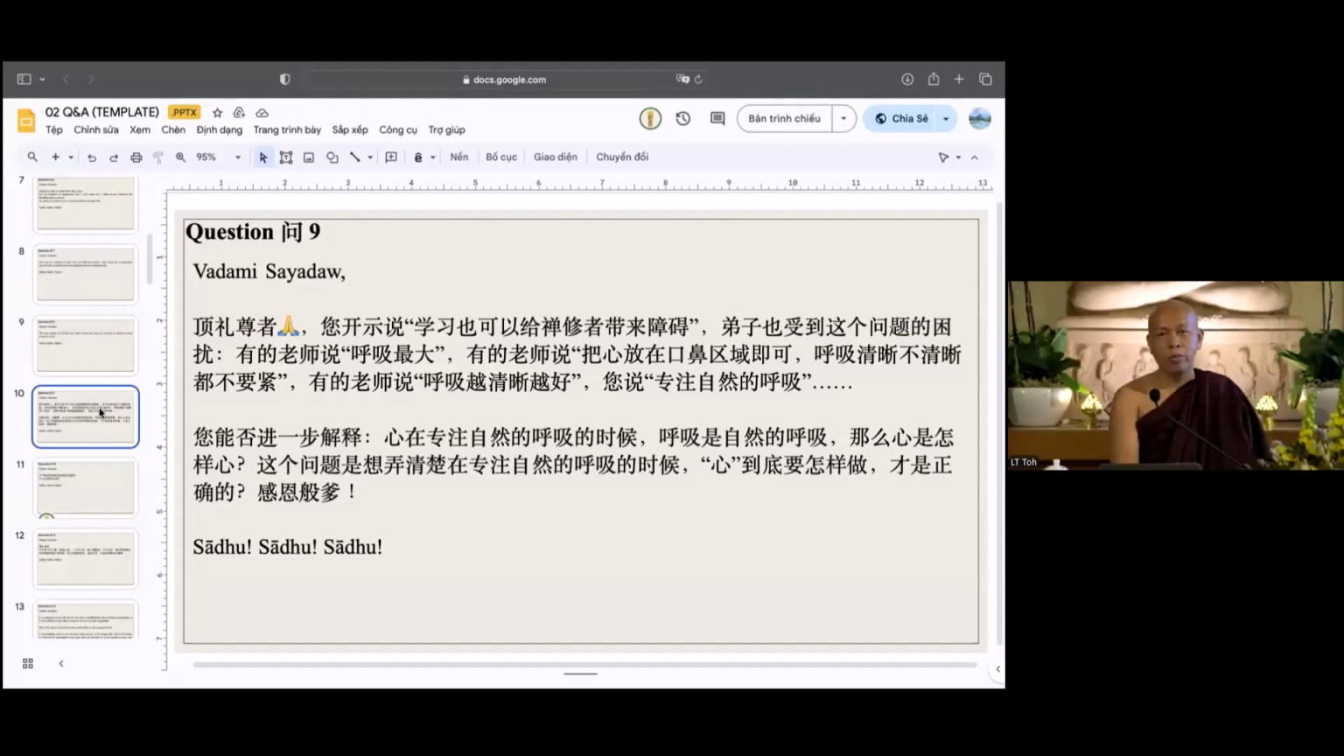When the mind focuses on the natural breath, the breath has appeared naturally. But how would the mind be? He would like to make clear, when he focuses on the natural breath, his mind should be in what situation? I'm not quite clear. What do you mean, what situation? Mind is a mind, right?